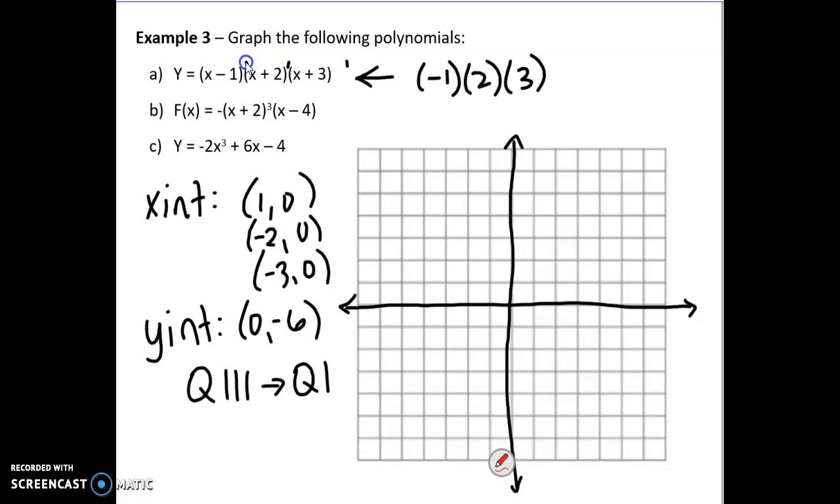So again, we have a y-intercept at -6, x-intercepts at -2, -3, and +1. I'm going to write on here quadrant 3 and quadrant 1 so that I know where my pencil has to start and end. And at each one of these x-intercepts, we're going to pass straight through because the multiplicity is 1. So start in quadrant 3, pass straight through all of those x-intercepts and y-intercept, and then continue on to quadrant 1.